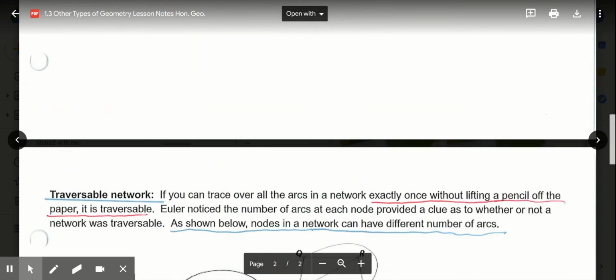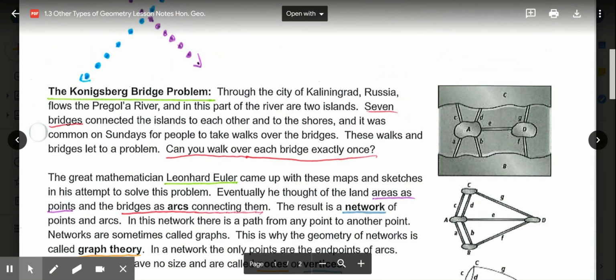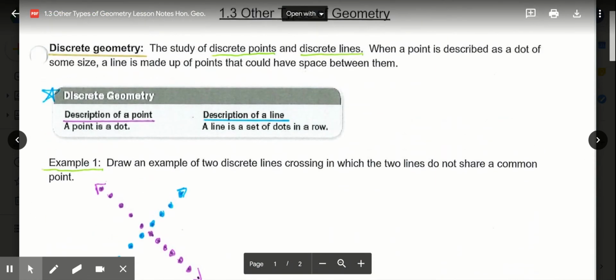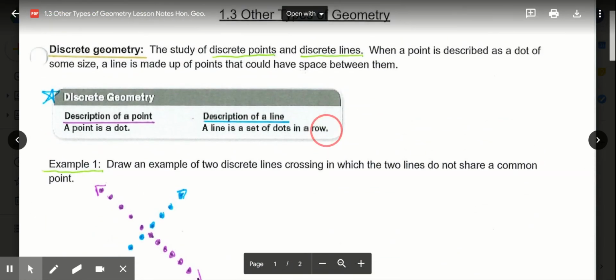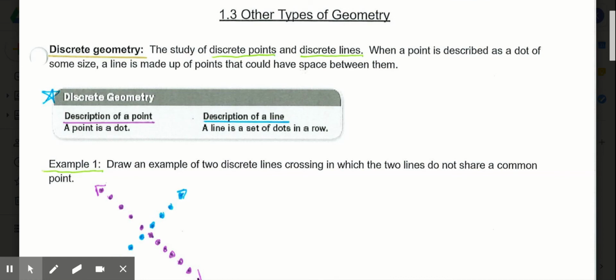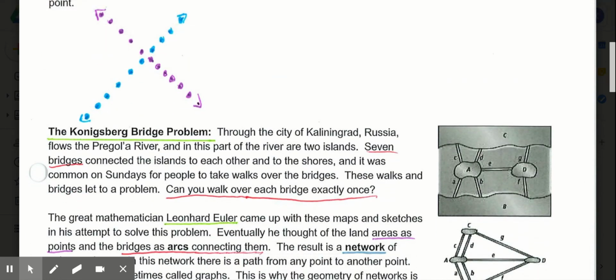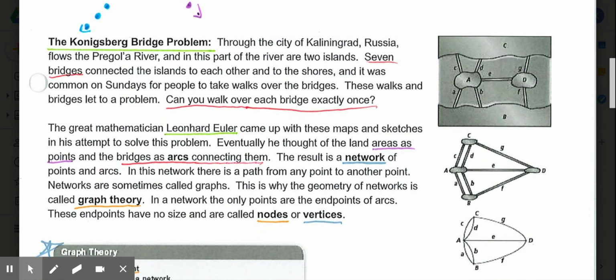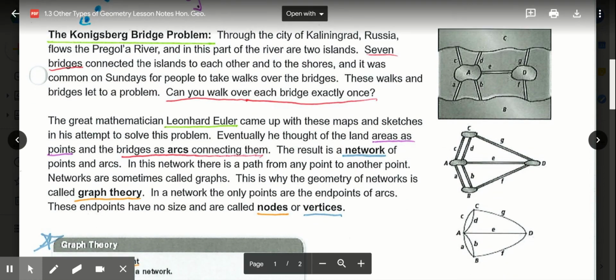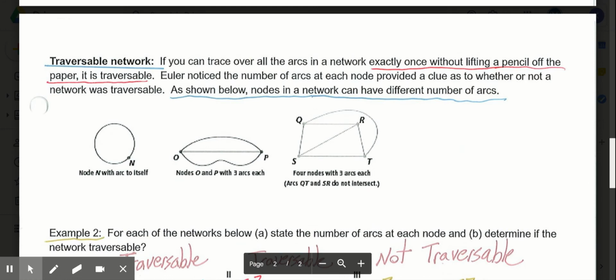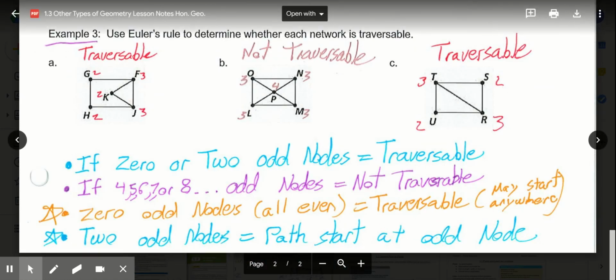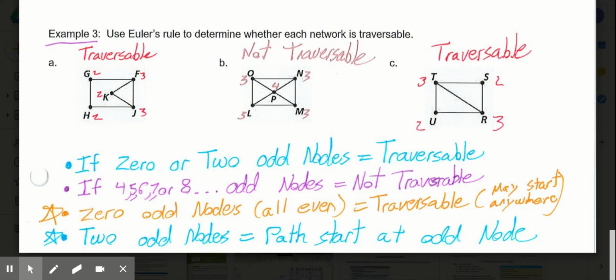And then, going way back to the beginning, we had discrete geometry, which the main idea can be summarized in this box here, where a point is a dot and a line is a set of dots in a row. So as you work on the practice problems, make sure you have your notes handy. And again, with the networks, take the time to carefully count the number of arcs at each node and use the shortcut from Euler's solution to figure out if they're traversable or not.